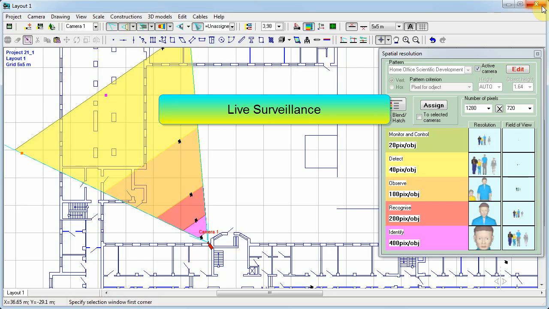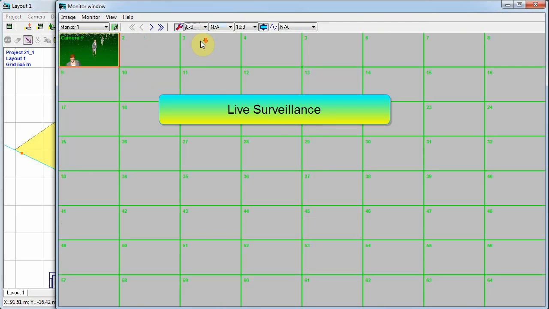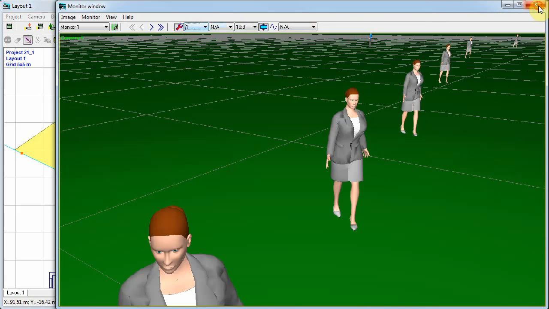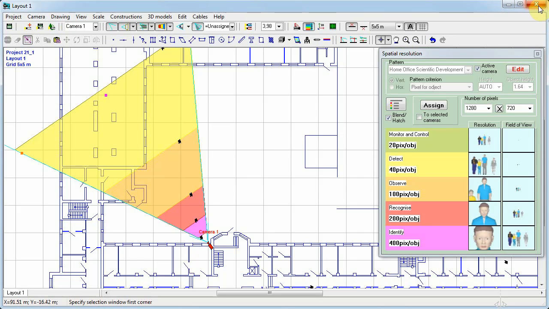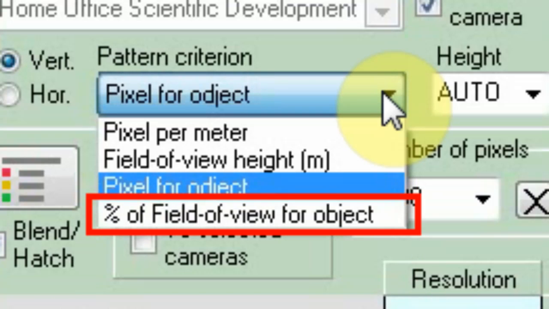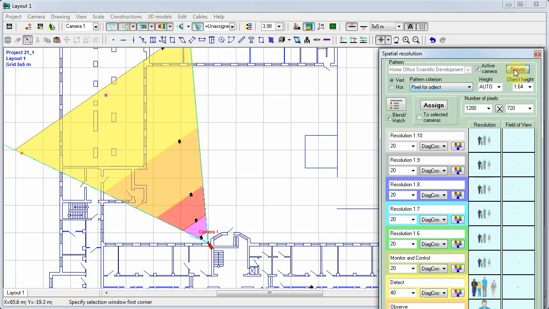In case of live surveillance, the number of pixels occupied by the image from the camera on the monitor, the number of images on the monitor, the number of monitors per operator, and the distance from the operator to the monitor are of great importance. In case of live surveillance, the criterion of the part of the monitor or frame occupied by the object may be more important than the pixel density calculated from the camera resolution.